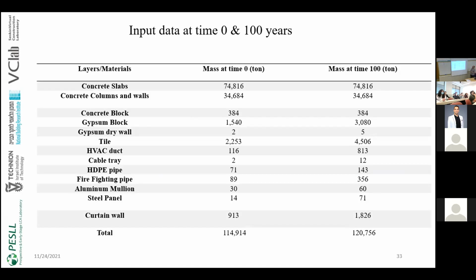This is the mass at time 0 and the mass at time 100 in tons. So we can see, for example, for the concrete materials, the mass at time 0 and at time 100 is the same because its lifespan is 100. However, for the ducts, the pipes, and all the other elements, some have a lifespan of 50 years or 40 years, which means they should be replaced twice or three times during the building life cycle.